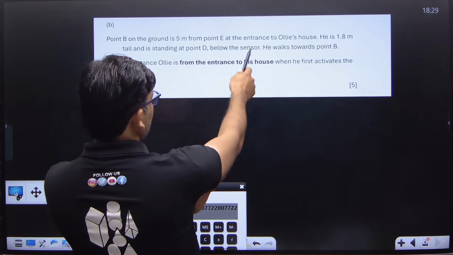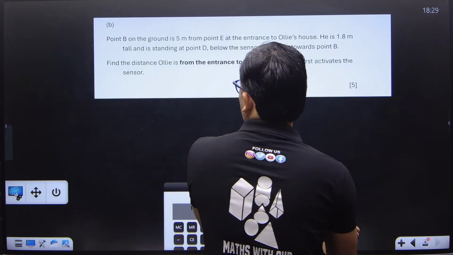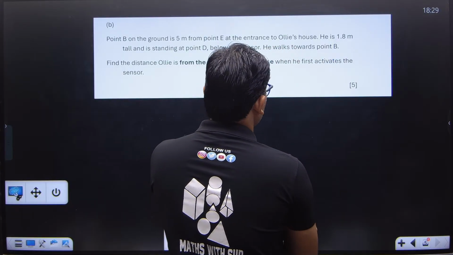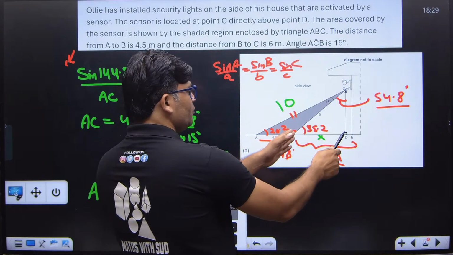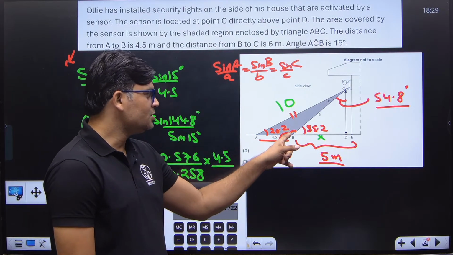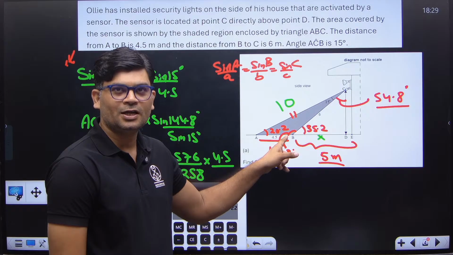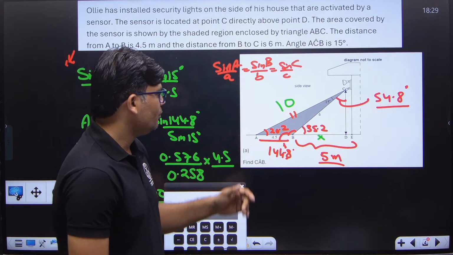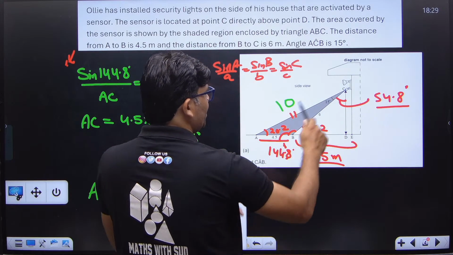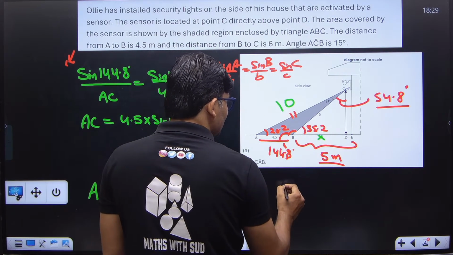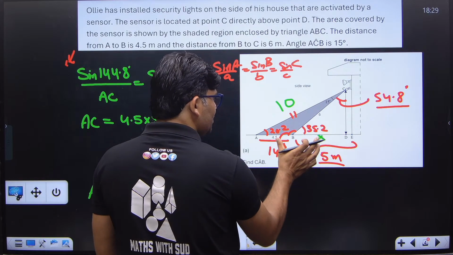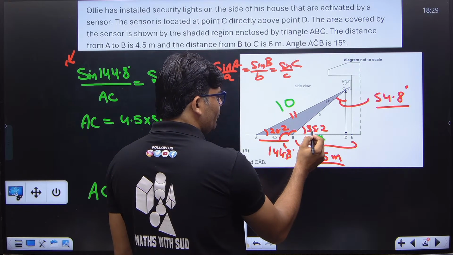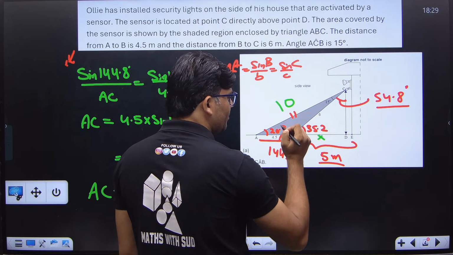Standing in the D, he is 1.8 meter tall. He walks towards the point B. Find the distance Uli is from the entrance to his house when he first activates. Means they are asking us to find BD only, because this is the point where the sensor will be activated. Are you getting it? They are asking this BD to us. Now in the bigger triangle ACD, this side is in front of which angle? So we need to find this angle as well. This came out to be 35.5. What could be this angle, beta?